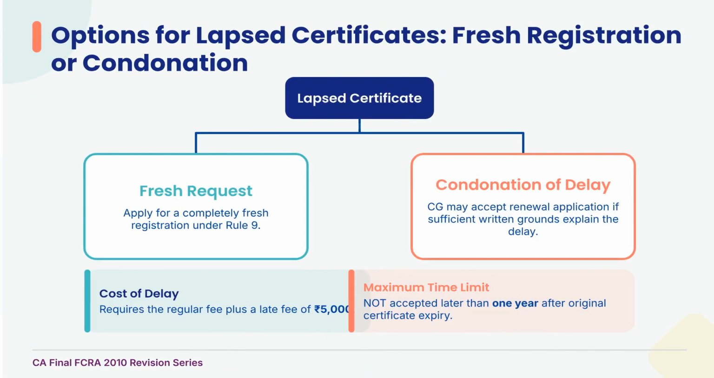Even after a certificate lapses, certain options remain available. The organization may apply for a completely fresh registration under Rule 9. Alternatively, it may seek condonation of delay by providing sufficient written reasons explaining why renewal was not filed on time. In such cases, the regular fee plus an additional late fee of 5,000 rupees must be paid. However, delayed renewal applications are not accepted beyond 1 year from the original expiry date.